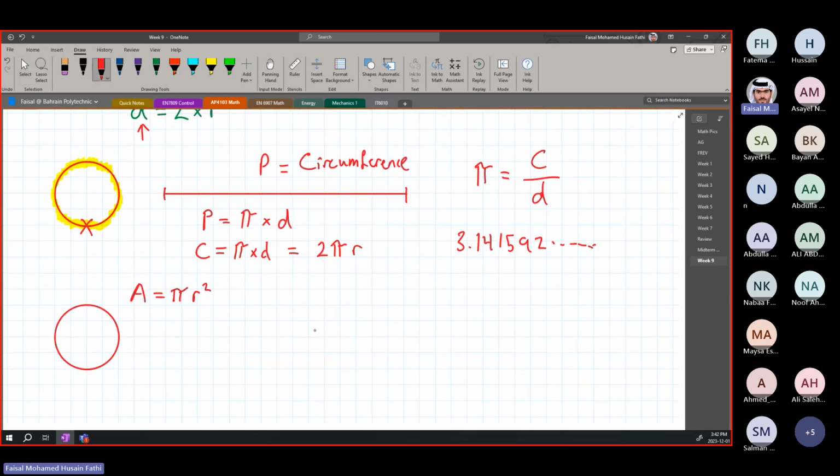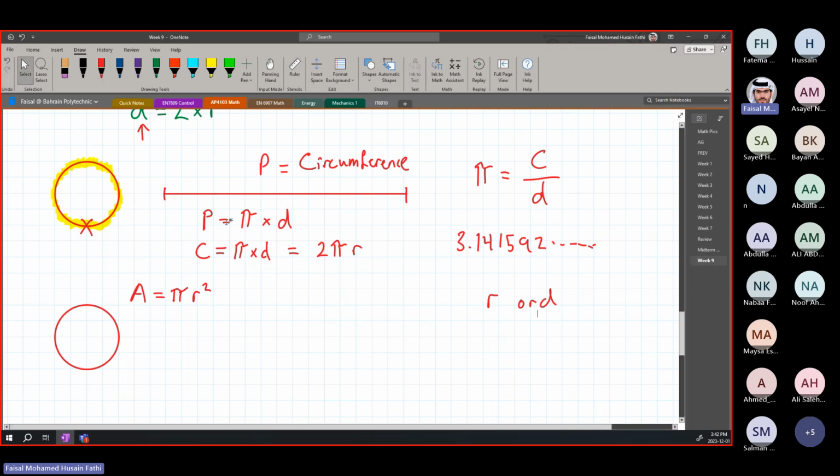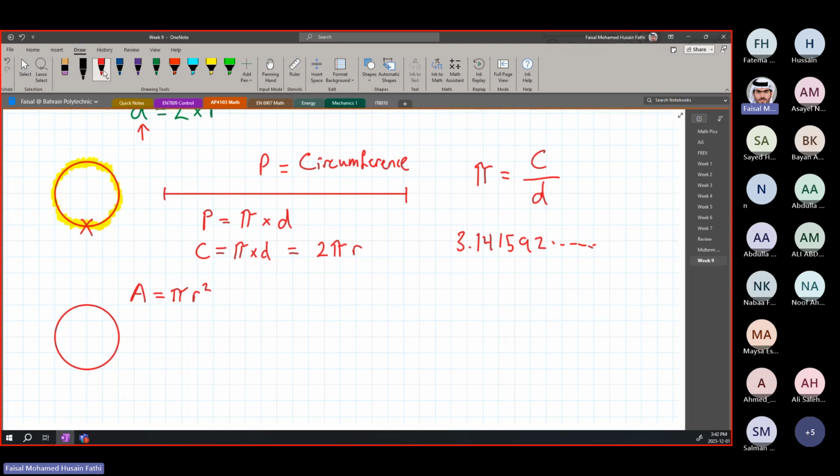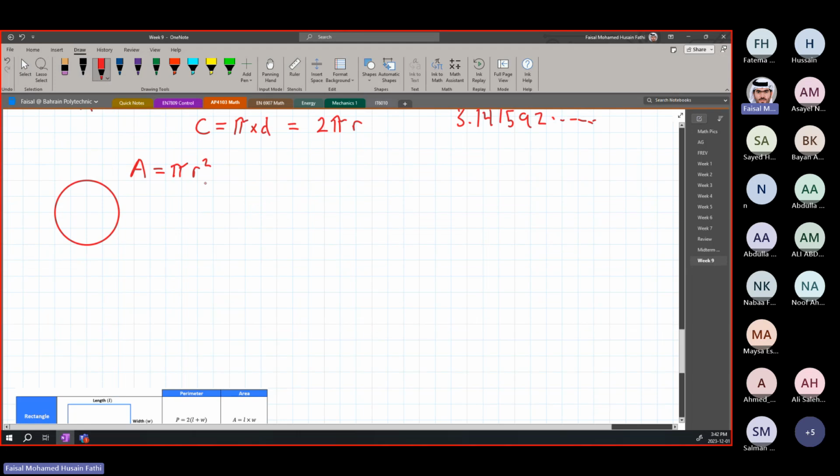Keep in mind that whenever you are given the radius or diameter of any circle, you can always find the other one because it's a simple equation. One is twice the other. So you only need either the radius or the diameter to start solving. Now, moving on to the area. We know that the equation is pi r squared for a circle.